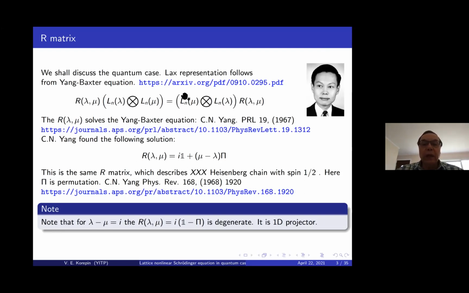So in the quantum case, the Lax representation follows from Yang-Baxter, and our matrix for nonlinear Schroedinger was known long before. Actually, the R matrix by itself was found by Yang, Chen-Ning Yang himself, in 1968. I think this is the first ever R matrix. This is 1 plus permutation, with lambda and mu spectral parameters. Later we shall use the fact that at special values of the spectral parameter, our matrix turns into a one-dimensional projector, so it will be important for some reasons later.